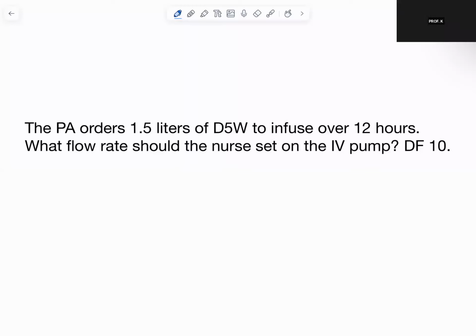So I look at the question, I read the question. The doctor orders 1.5 liters of D5W. We have to give that to the patient over a 12-hour shift. What is the flow rate you would set on the IV pump? Drop factor 10. If I got the word pump in my problem, that means I have a machine. It's always milliliters an hour. That means I don't need the drop factor. That's that special tubing for gravity. Milliliters an hour. So what's my volume over time? 1.5 liters is 1,500 milliliters.